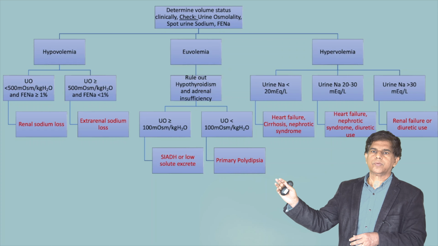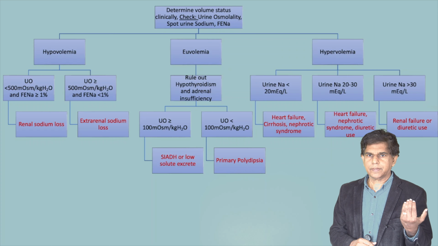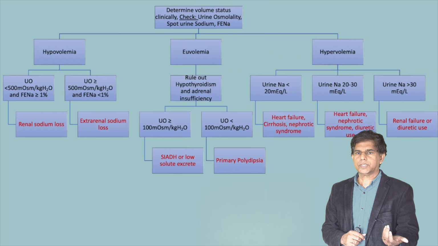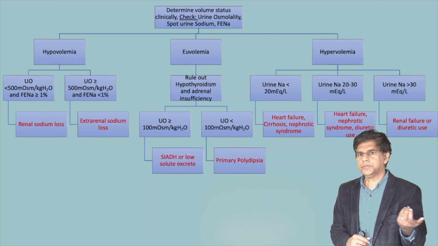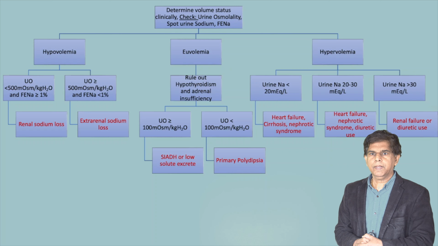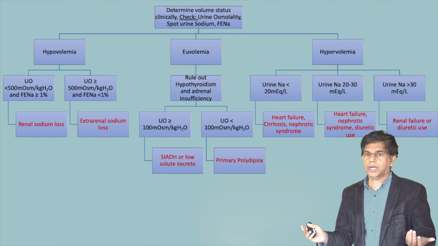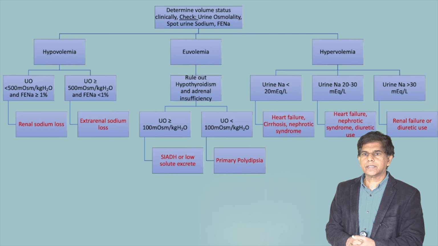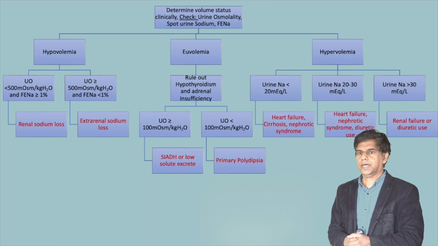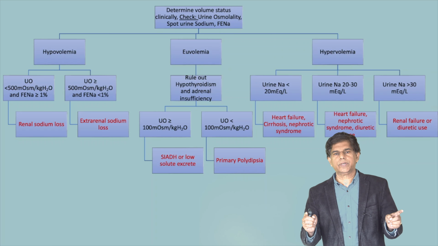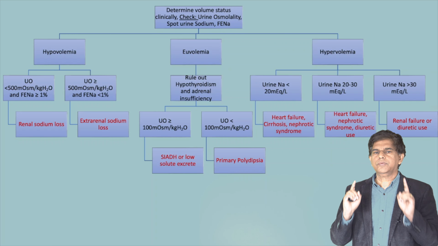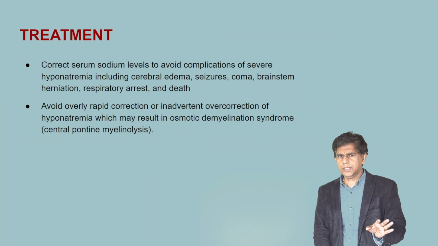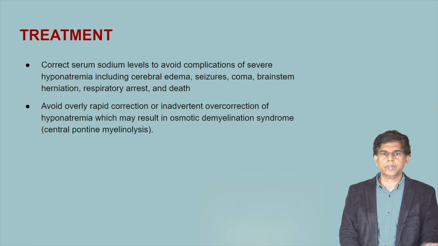Then you come to hypervolemia. If the urine sodium is less than 20, then you have to think about heart failure, cirrhosis, nephrotic syndrome, okay? If the urine sodium is between 20 and 30, you can still think about heart failure, nephrotic syndrome, diuretic use. And if the urine sodium is greater than 30, you think about renal failure and diuretic use. So if we use this flow diagram, we can pretty much get an idea of what is causing hyponatremia, okay?